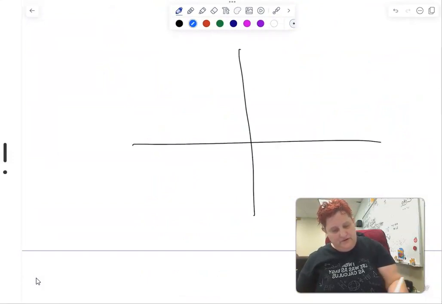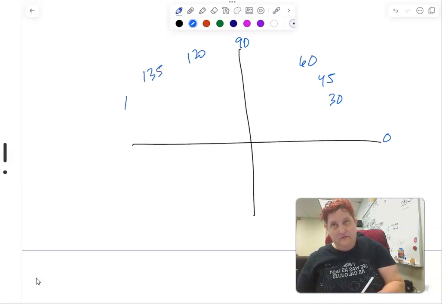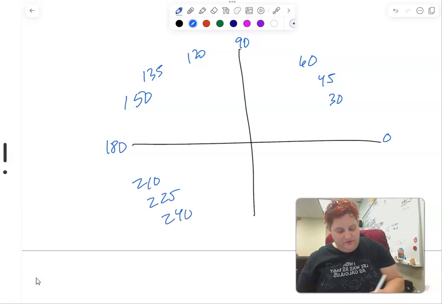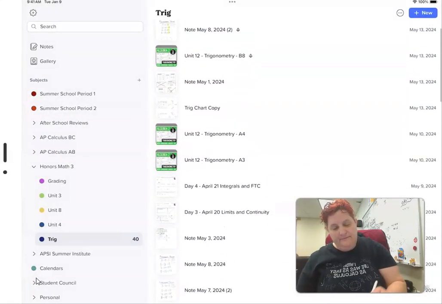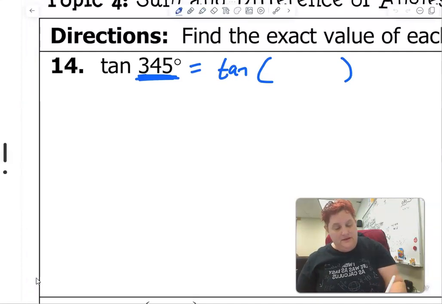It goes like this. First quadrant goes 30, 45, 60. That's obviously 0. That's 90. Okay. 120, 135, 150. That's 180. This is 210, 225, 240. That's 270. And then we have 300, 315, 330, and then that's 360. So you can use any of those to make up 345. So I think it's easy enough to use 345.